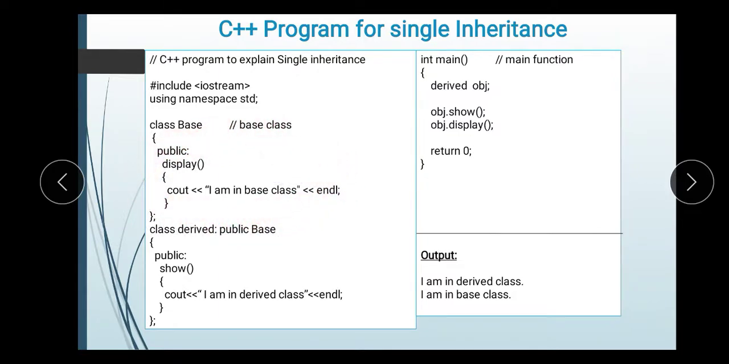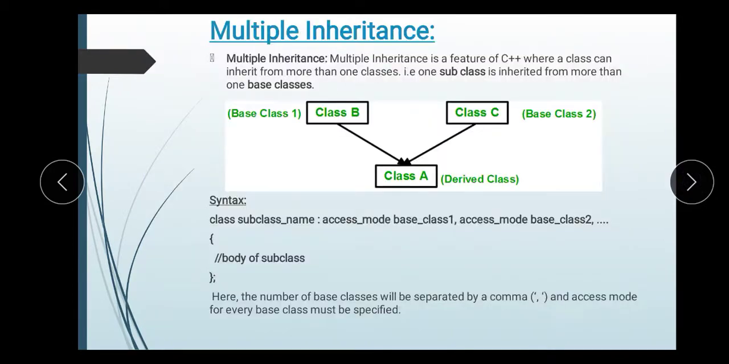Now in this case the derived class inherits the base class publicly. So the public member function of the base class becomes a public member function of the derived class. So we can directly access this function through the object of the derived class. Hence the output of this program: object dot show displays the message "I am in a derived class", whereas object dot display shows "I am in a base class". In this way you can implement different programs for single inheritance.